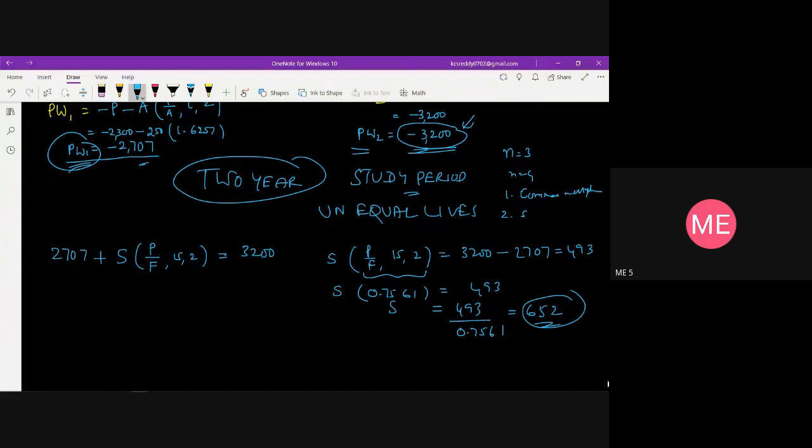So that is greater than the resale value of asset 1. At the same time, we are going to calculate the estimation of S. The advantage of calculating this is that it is required to know whether S will exceed a certain amount or not. So we have got 652 as the salvage value for asset 1.